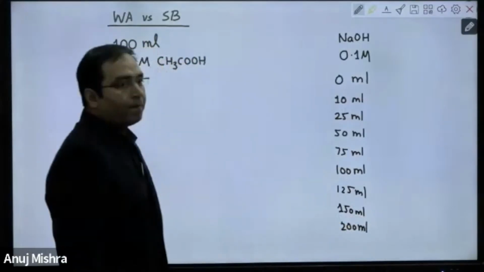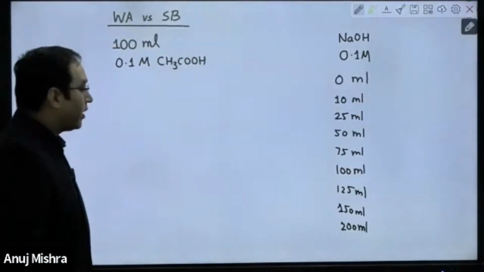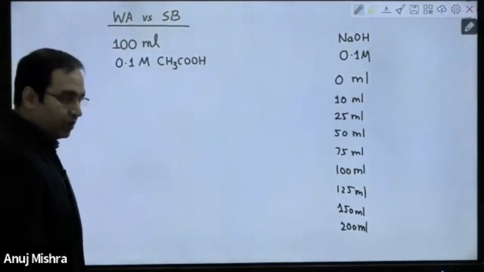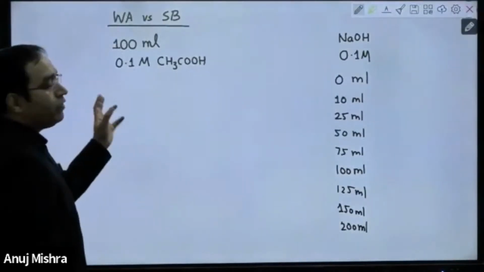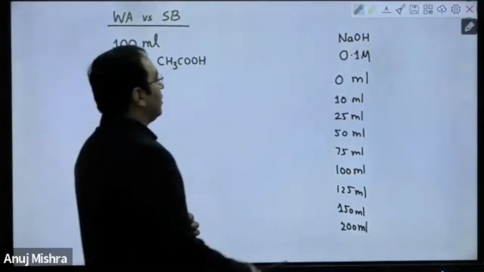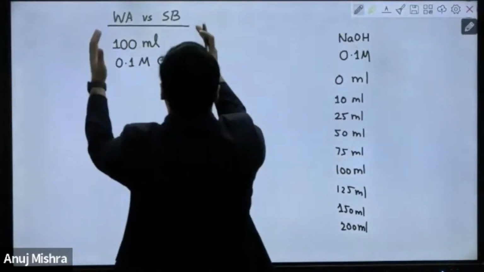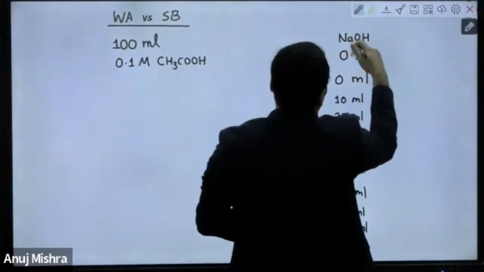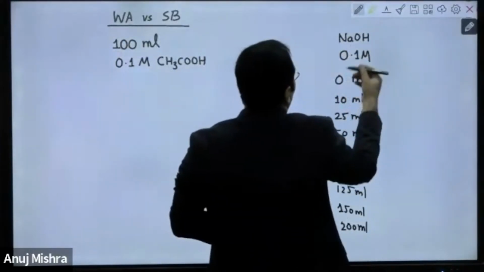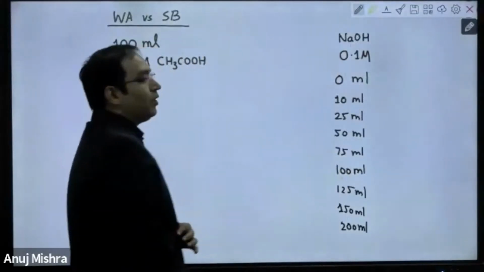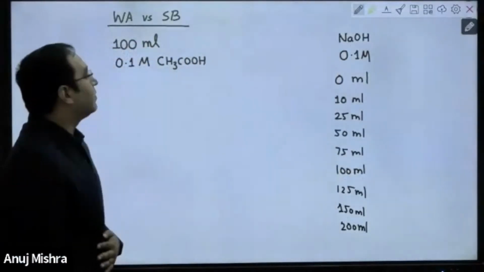Try. What do you have to do? Sir, what do we have to do? The same thing that we did last time. What did we do last time? We found pH. Okay. So this is the given thing. NaOH is used to titrate. Starting from 0 ml, you're just mixing and you're trying to observe the neutralization point.